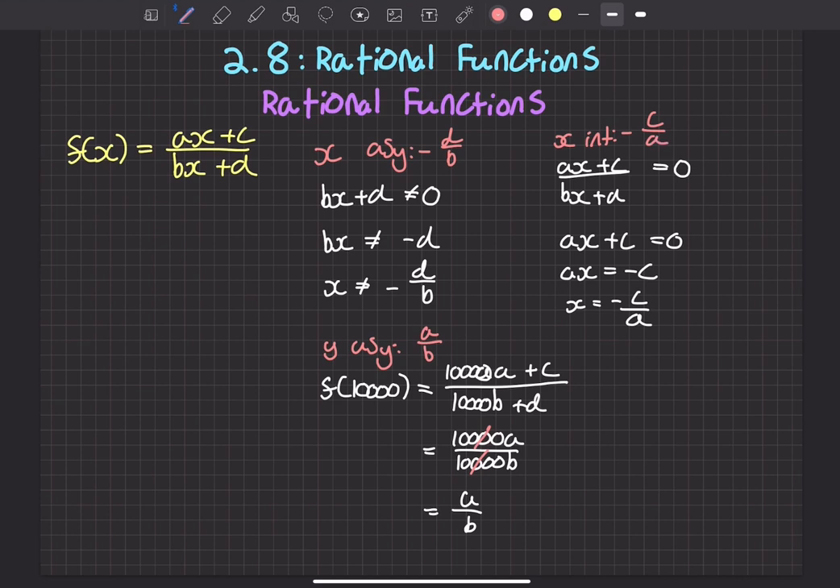And finally, we have our y-intercept. Our y-intercept is when x is 0, so the function of 0. And this will be a times 0 plus c over b times 0 plus d, right? And this a times 0 is 0, b times 0 is 0, and you're left with c over d. So your y-intercept is c over d.